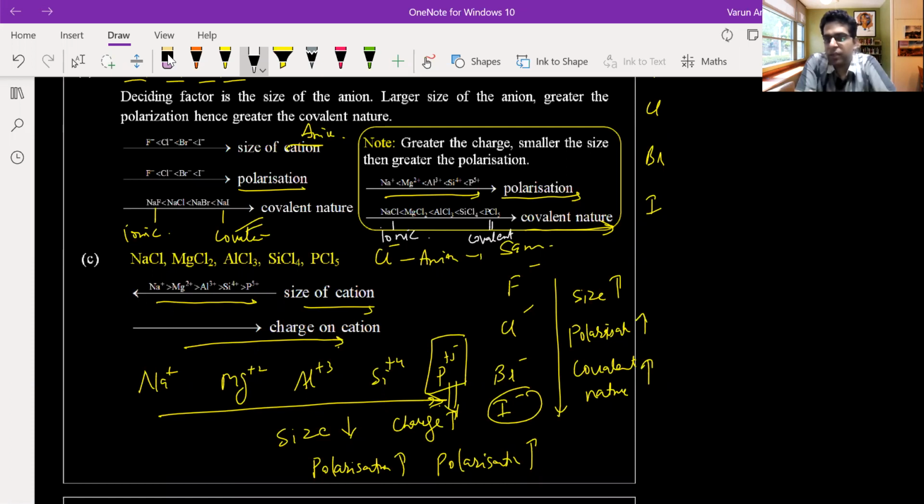Question is, why does size of the cation determine the polarizing power? So smaller is the size of the cation, more easily it will attract the electron cloud and more will be its polarizing power. So polarizing power is always defined for cations and polarizability is defined for anions. So smaller size cations will polarize more easily because with the smaller size, the effective nuclear charge will be more, and that will cause more polarization.